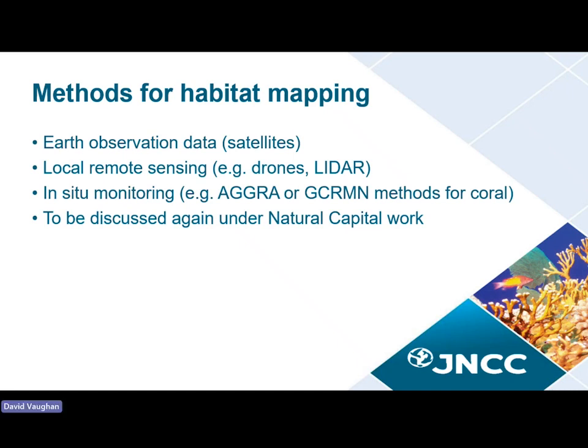They include a mix of transect-based monitoring and the remote sensing type thing. When I say remote sensing, that's anything that's using a camera, whether that's a radar or a photo or a satellite. So it's not just satellite data. But again, most of that will be talked about under the natural capital work, so I wasn't going into the monitoring side of things today.